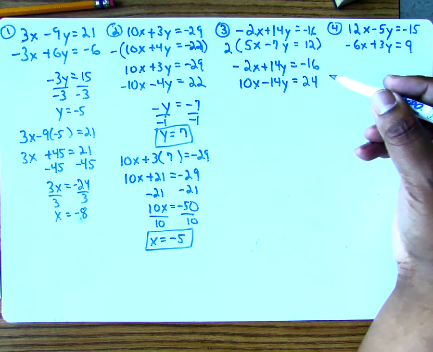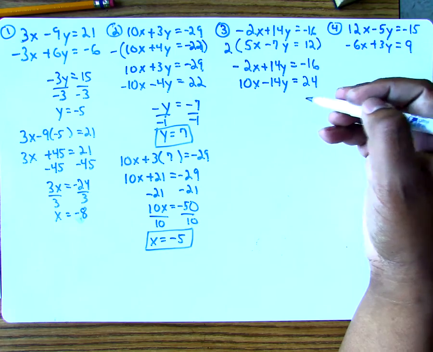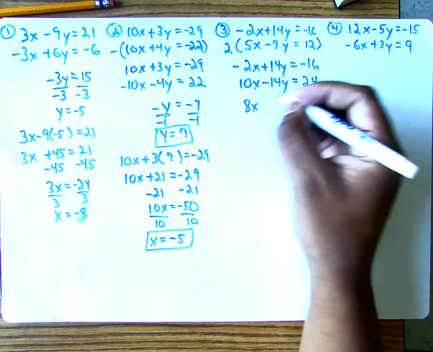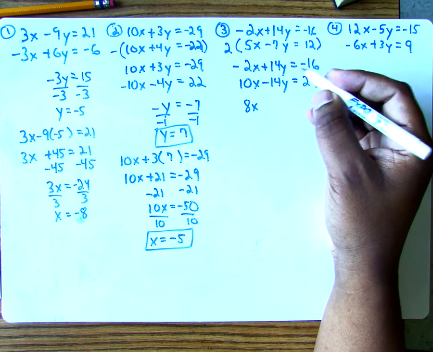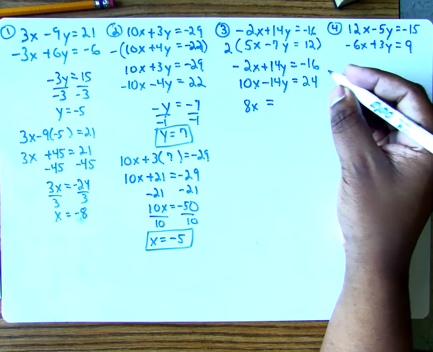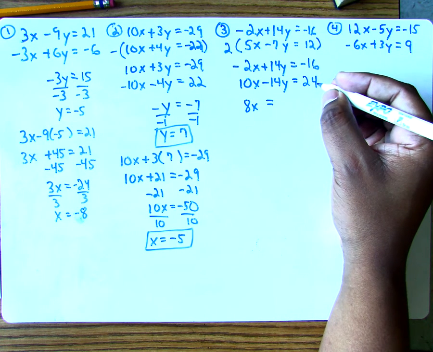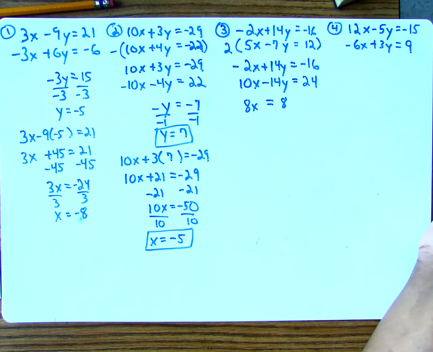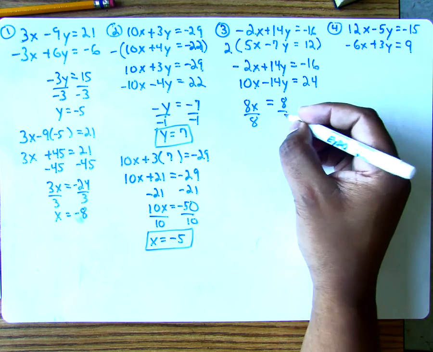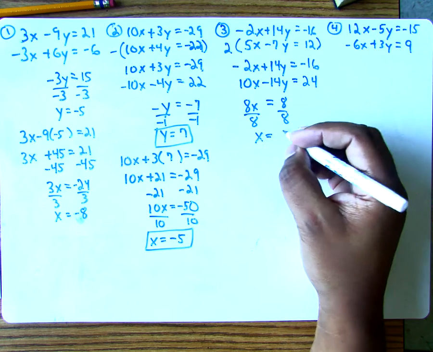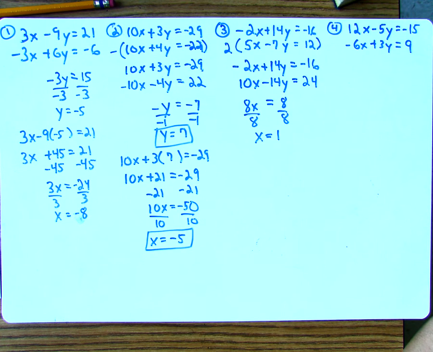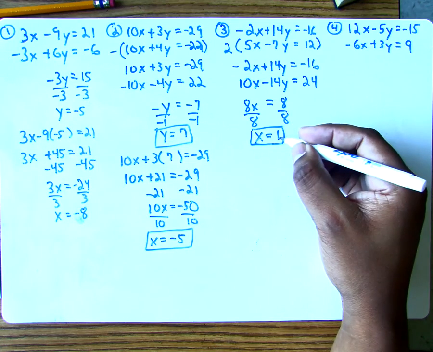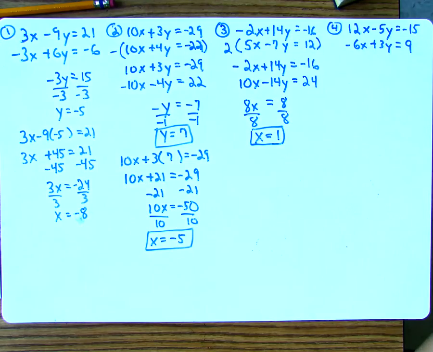Now we do the same thing we did in number 1 and number 2. We're going to add our like terms here. 10 minus 2 is going to get 8x. These terms cancel out, and negative 16 and 24 adds up to be 8. Now if I divide by 8 here, x is equal to 1. So now I'm halfway there. Just need to take the 1 and plug it back into my equation up here.